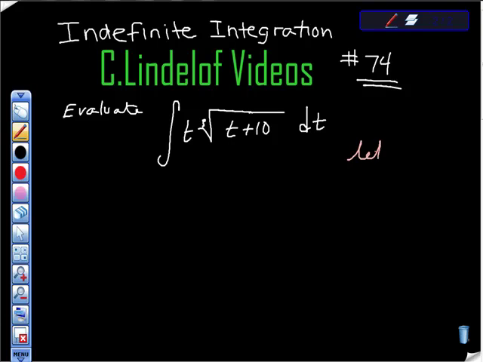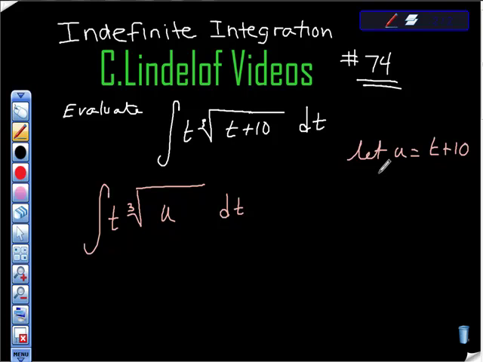t plus 10, which would give us t times the third root of u dt. Doesn't seem very helpful, but we can differentiate this and take du/dt. The first derivative of t plus 10 is just 1, and with a little algebra, multiplying both sides by dt, we get that du is dt. Therefore, we can replace dt with du.